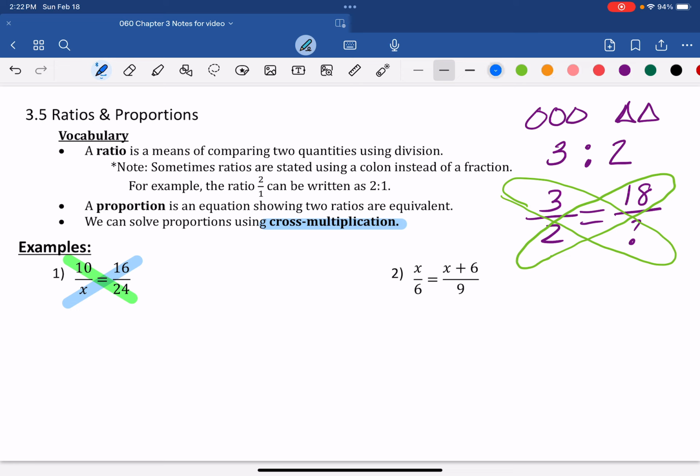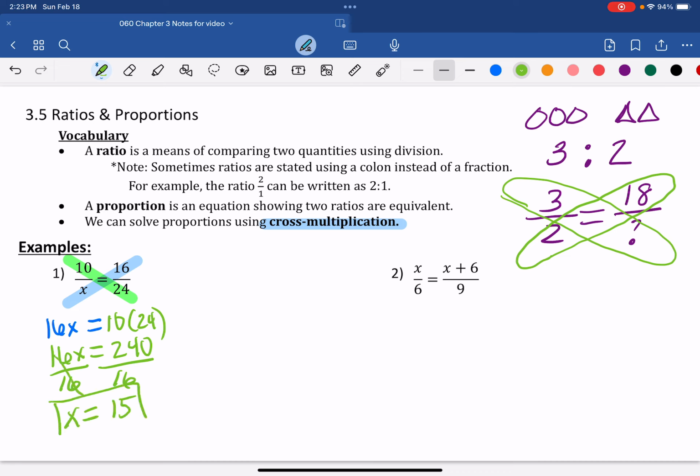So for this first example, the blue that's highlighted will be multiplied against each other. And then the green, 10 and 24, will be multiplied against each other. Well, 16 times x, that's just 16x. And then 10 times 24 is 240. And then now I have a one-step equation, which is going to give me x equals 15.